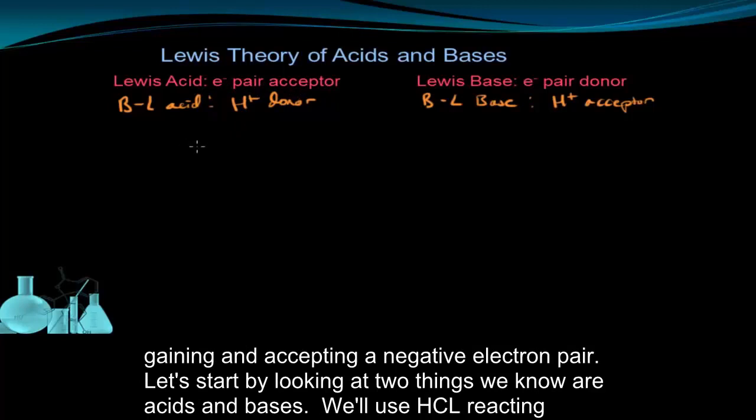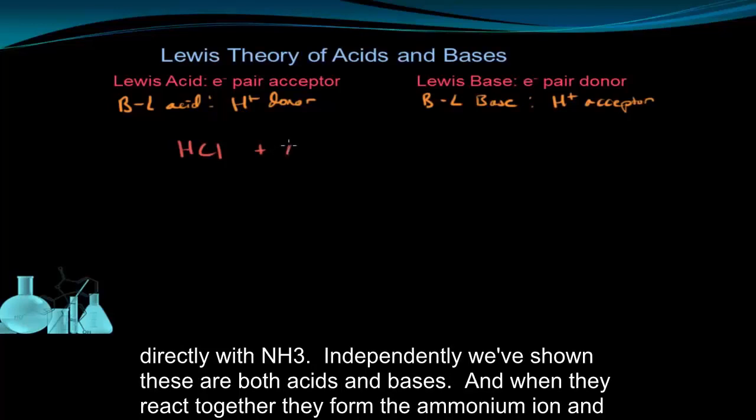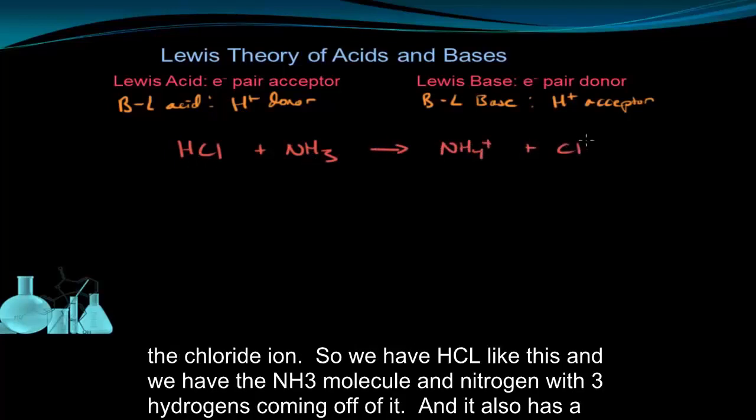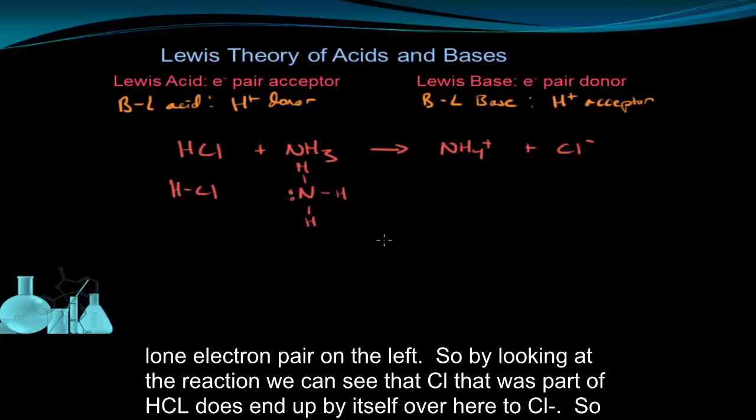Let's start by looking at two things we know are acids and bases. We'll use HCl reacting directly with NH3. Independently, we've shown these are both acids and bases. And when they react together, they form the ammonium ion and the chloride ion. So we have HCl like this, and we have the NH3 molecule, a nitrogen with 3 hydrogens coming off of it. And it also has a lone electron pair left.